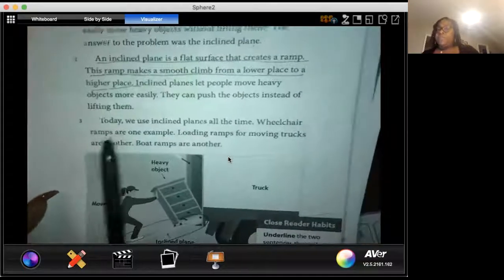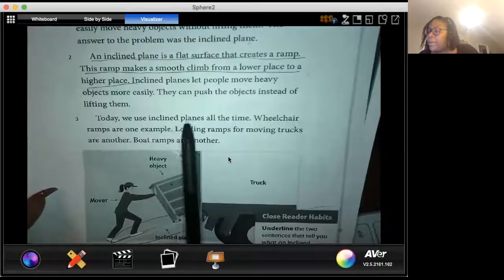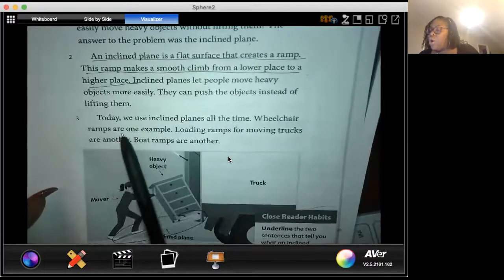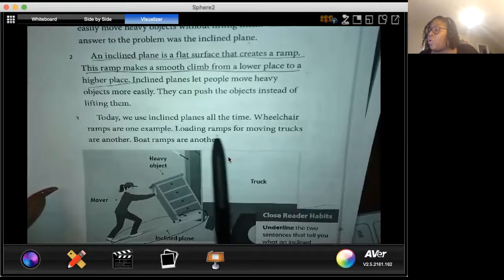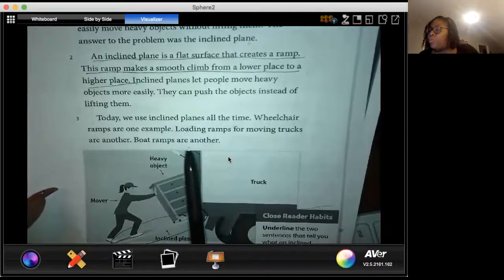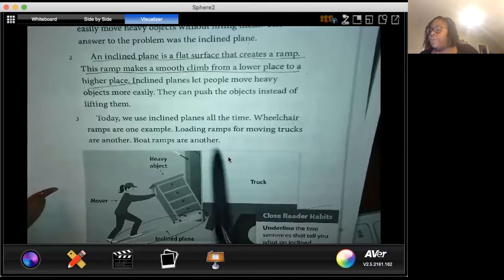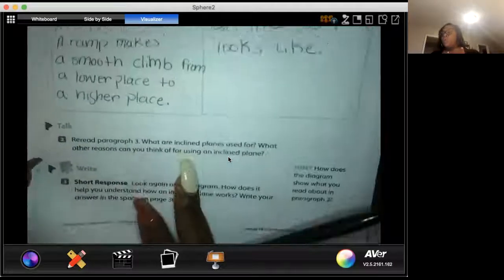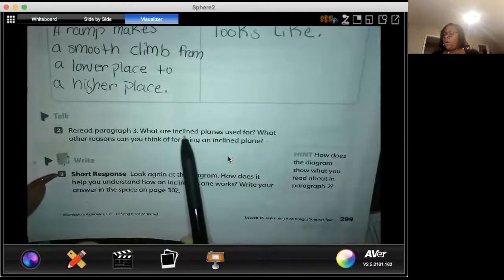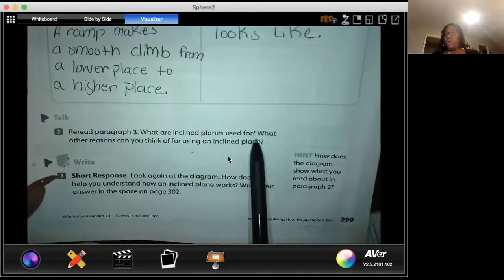Let's reread it. Today we use inclined planes all the time. Wheelchair ramps are one example. Loading ramps for moving trucks are another example. Boat ramps are another. So they talked about wheelchair ramps, movers use ramps, and boats use ramps. So what are inclined planes used for?